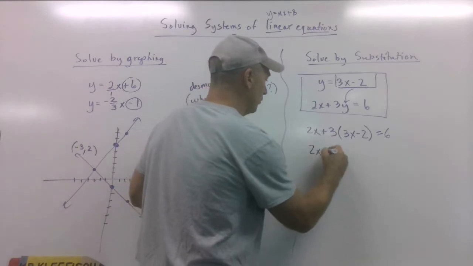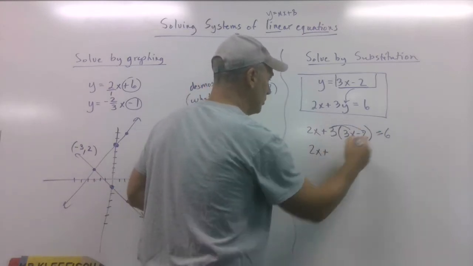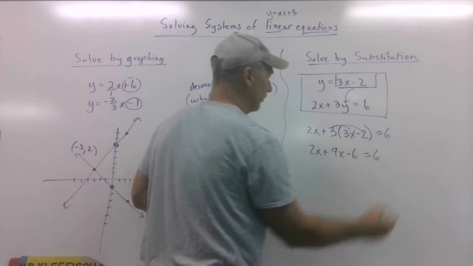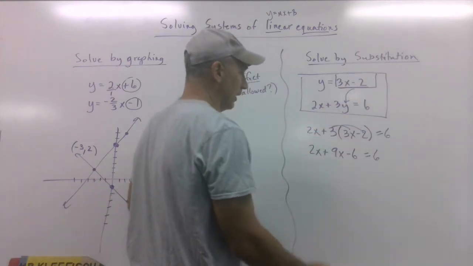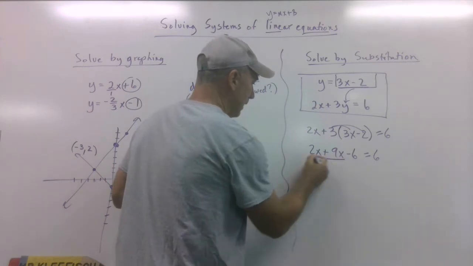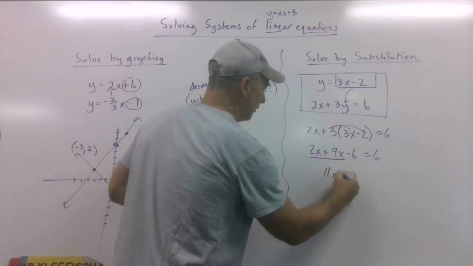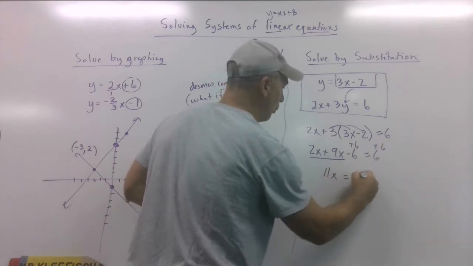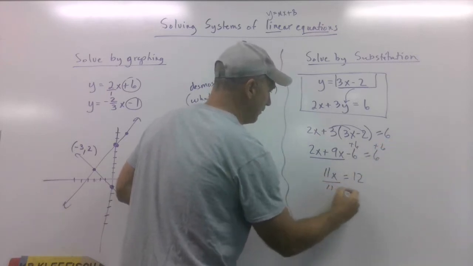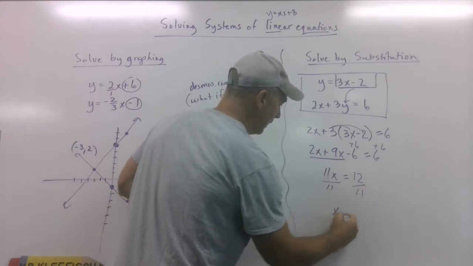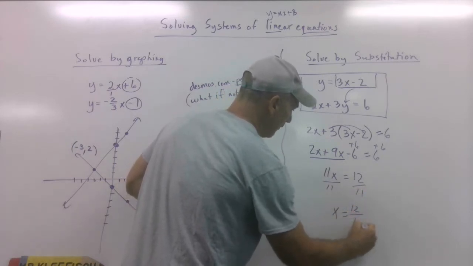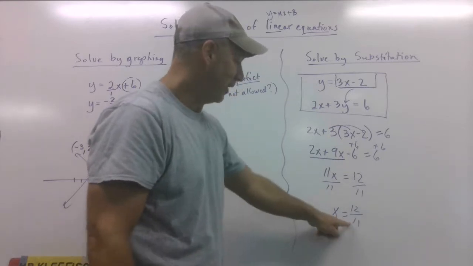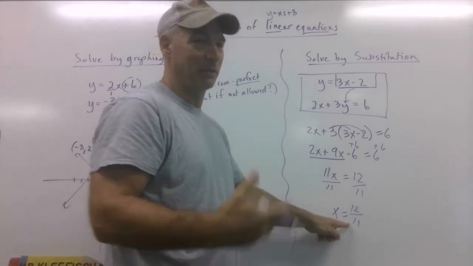So 2x plus, distribute, 9x minus 6 equals 6. Now I just made this problem up, so it could be anything. Now I'm going to add my like terms, 11x. I'm going to add 6 to both sides, equals 12. Divide by 11, divide by 11. I get x equals 12/11. Again, maybe I should have taken some more time and found an easier problem for this first sample, but I think you'll get the idea.